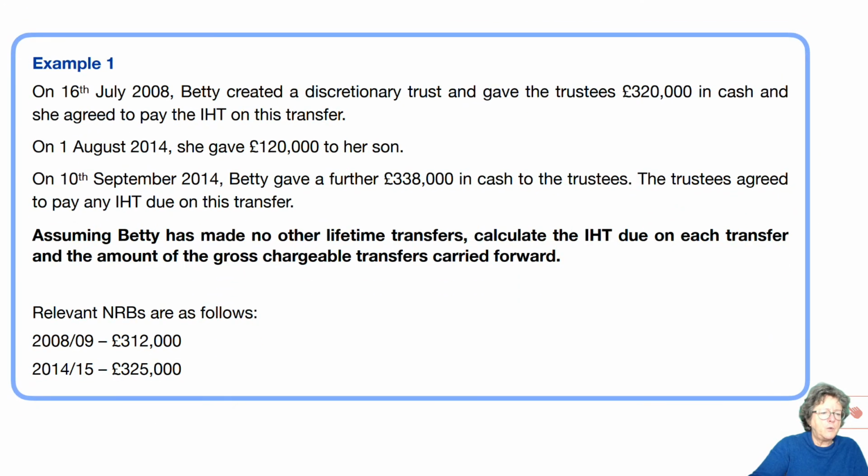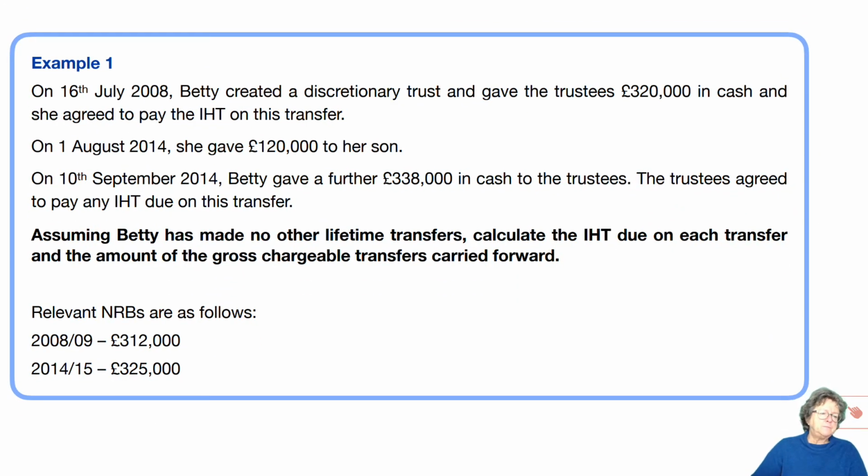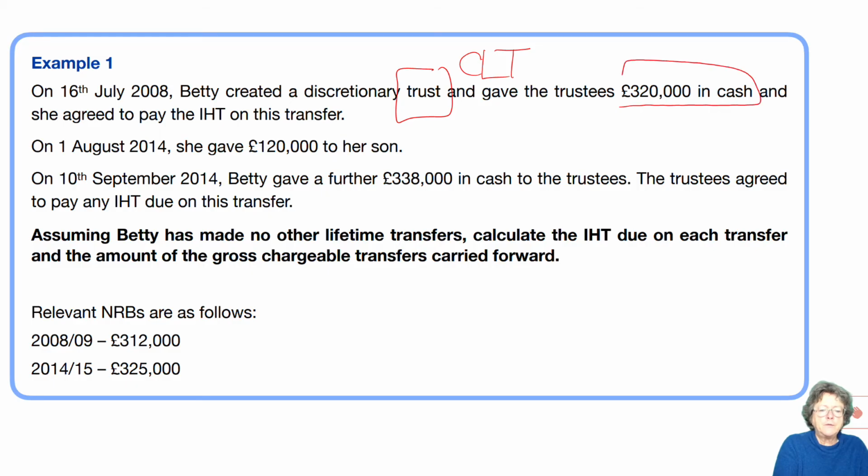Okay, so we have here an example. 16th of July 2008, Betty created a discretionary trust. Okay, that makes it a CLT. Think as you're going along. Gave them £320,000 in cash, and she's paying the IHT, 25%.